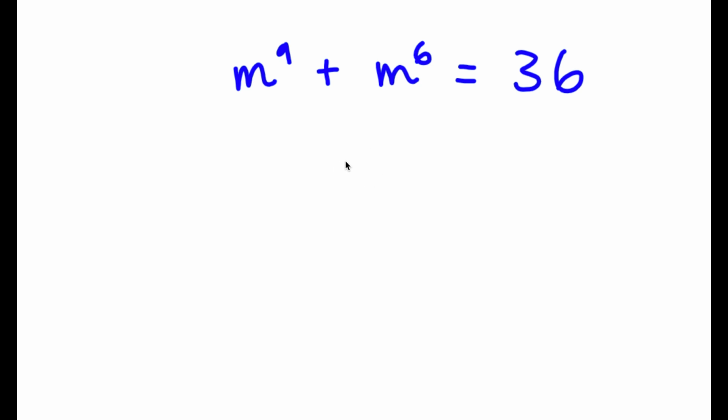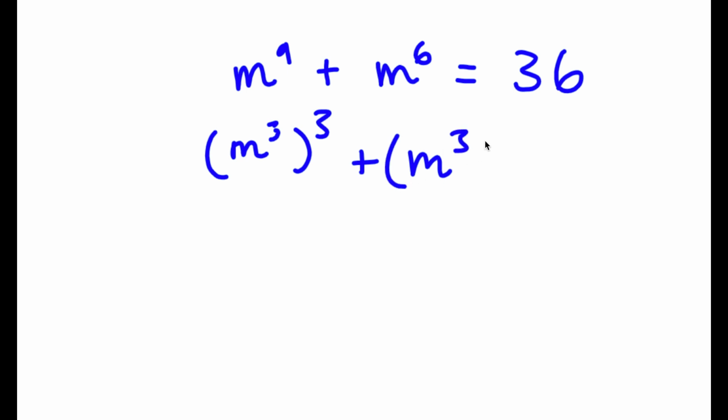In today's video, I'm going to be teaching you guys how to solve this exponential equation. So we have m to the power of 9 plus m to the power of 6 is equal to 36. Now, m to the power of 9 is the same thing as m to the power of 3 to the power of 3, plus m to the power of 6, which is the same thing as m to the power of 3 to the power of 2.